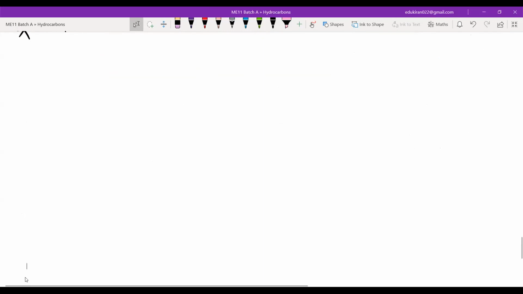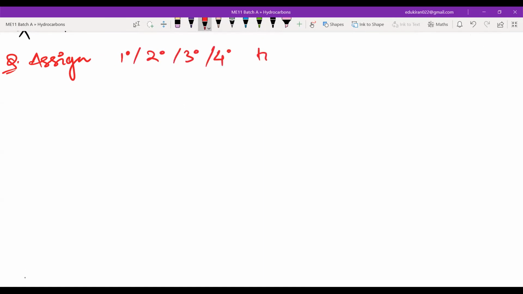You will tell me what is the degree of carbon atoms in all of them. Okay. So the question would be: assign 1 degree, 2 degree, 3 degree, 4 degree to each carbon in following.